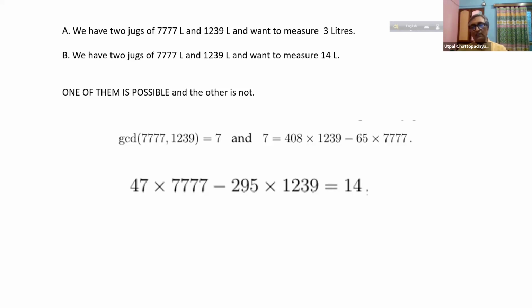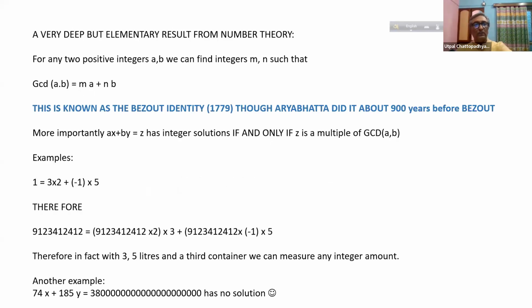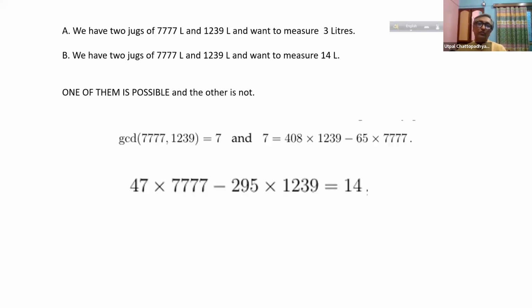This is something you can do in class 6, class 7. You can do the calculation. And the answer is 7. So 7 is the highest common factor. Now remember I told you that the greatest common divisor can be written down as a linear combination of those two numbers. So here I wrote it down for you. 7 can be written as 408 times 1239 minus 65 times 7777. This is the linear combination.